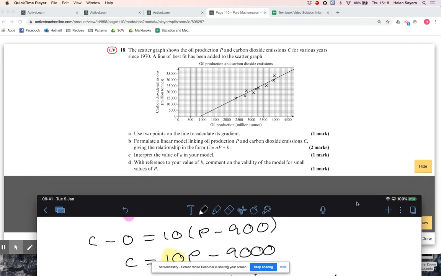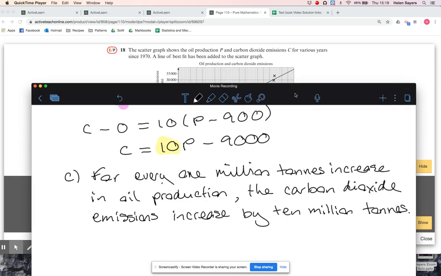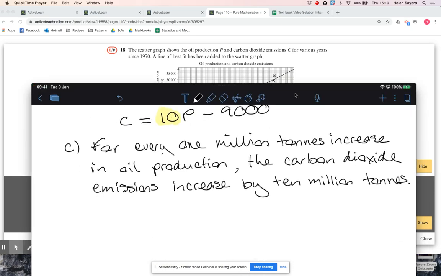So with reference to your value of B, comment on the validity of the model for small values of P. Okay, so this goes back to the coordinates they've given us. We can see that the lowest amount of oil production they recorded was about 2,400 tons. So they didn't get any data down here. And again, this idea will come up a lot in stats, and it's extrapolating.